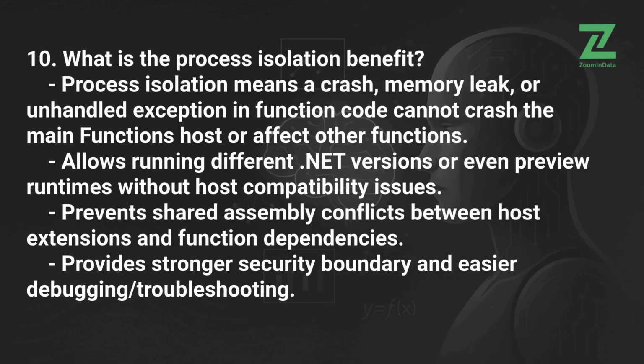10. What is the process isolation benefit? Process isolation means a crash, memory leak, or unhandled exception in function code cannot crash the main function's host or affect other functions. Allows running different .NET versions or even preview runtimes without host compatibility issues. Prevents shared assembly conflicts between host extensions and function dependencies. Provides stronger security boundary and easier debugging, troubleshooting.